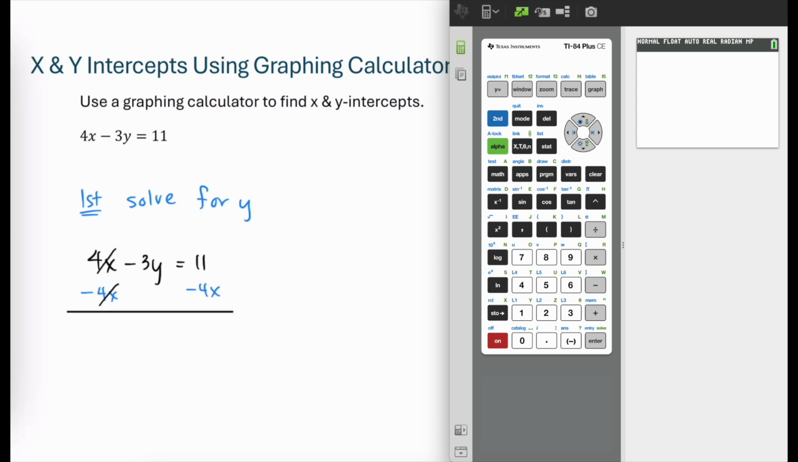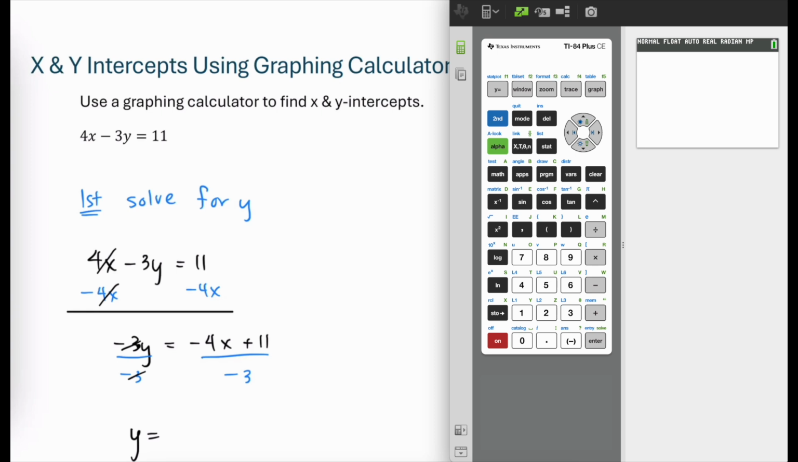So the 4x's cancel out on the left. We have negative 3y is equal to, let's write this as negative 4x plus 11. Then we'll divide both sides by negative 3. On the left-hand side, the negative 3's cancel out, and we're left with just y equals.